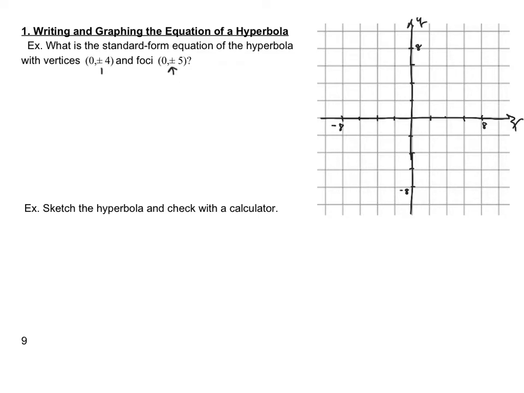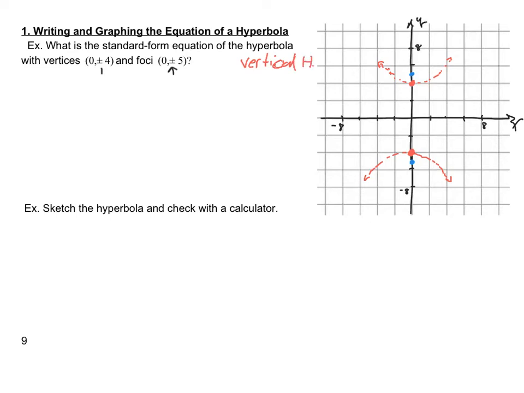If I go ahead and graph, my vertices occur at (0, 4) and (0, negative 4), and my foci occur at (0, 5) and (0, negative 5), somewhere about right here. Well, that should tell me that my hyperbola is going to be opening vertically, something like that, because my focus is going to be on the inside of my hyperbola. So we should know that that is going to be a vertical hyperbola.